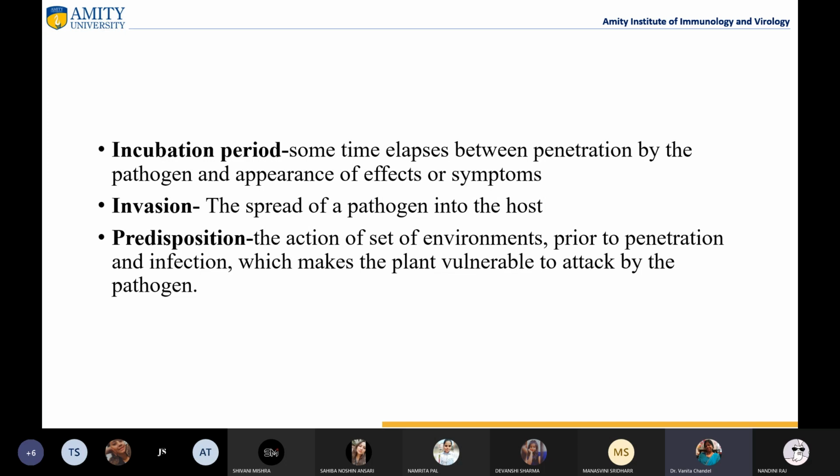Then predisposition means the action of a set of environmental conditions prior to penetration and infection, which makes the plant vulnerable to attack by the pathogen. So there are sometimes a lot of predisposition factors also. They could be adverse environmental conditions, wounds caused by some vectors or other pathogens, or some other reasons also. That makes the plant more vulnerable to the pathogen. So what are those factors? They also play an important role here.